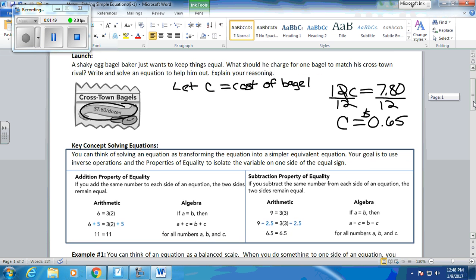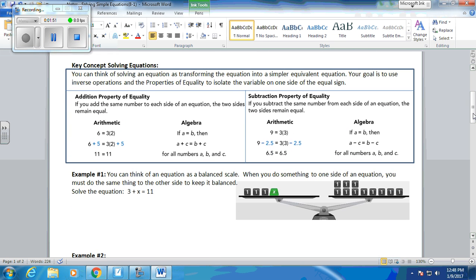So what we have here is our key concept, which states that you can think of solving an equation as transforming the equation into a simpler equivalent equation. Your goal is to use inverse operations and the properties of equality to isolate the variable on one side of the equal sign. Whenever we do something to the equation, whether we divide both sides, multiply, or subtract, we're always trying to make our equation simpler, take away a step.